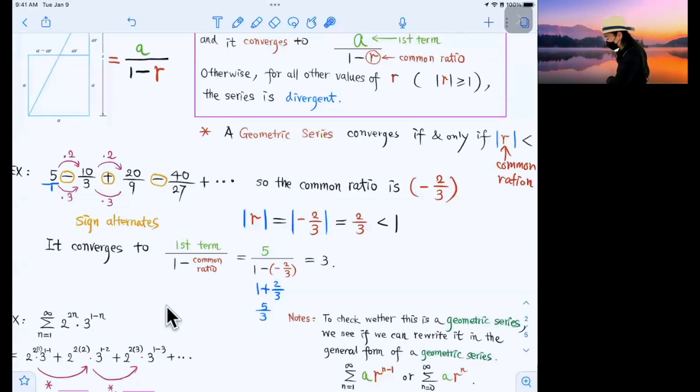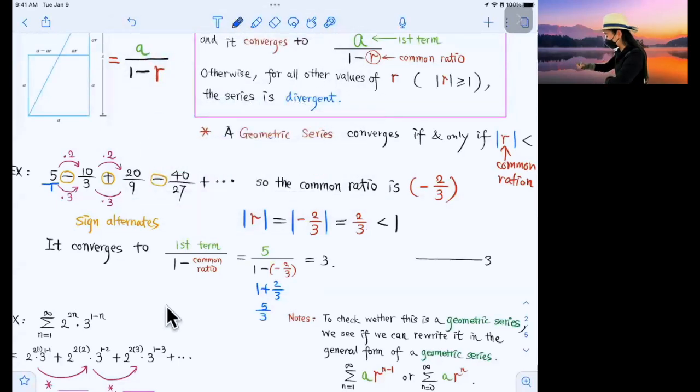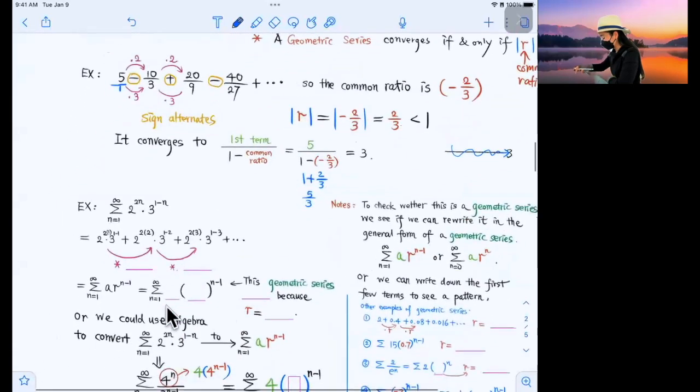Kind of interesting, they alternate. So it's maybe something like this. You have 3 over here, but then, because the signs alternate, it goes like this, getting closer and closer to the sum. Okay, so that's good.